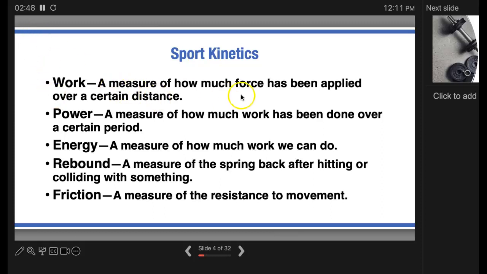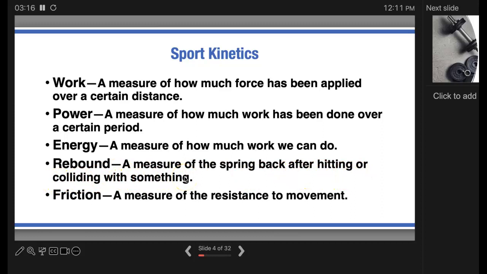So work is the measure of how much force is applied over a distance. Remember that from earlier, it has to have a distance to be able to measure it as work. Power is how much work is done over a period, usually time. Energy is how much work over a certain distance that you can do. Rebound is a new one today. That's a measure of how much springs back after hitting or colliding with something.